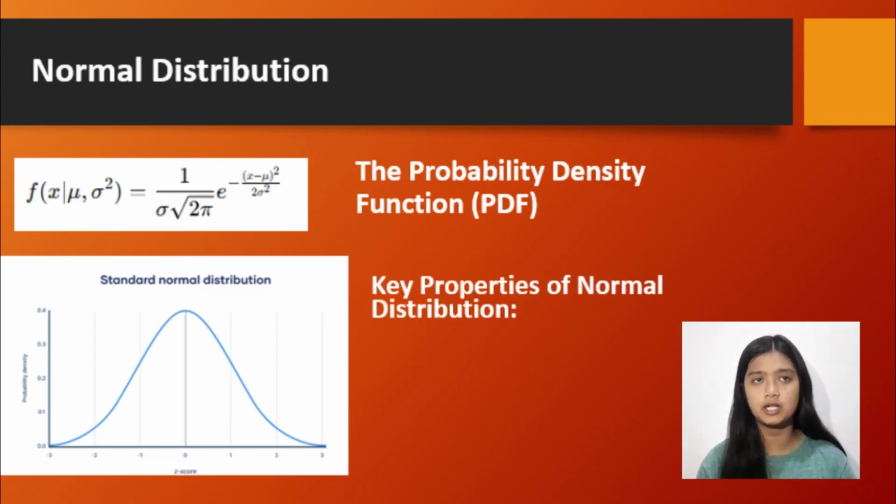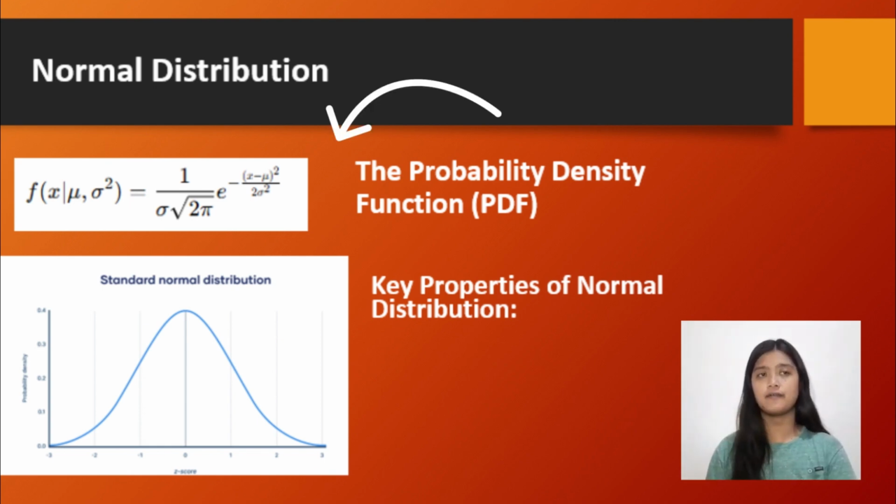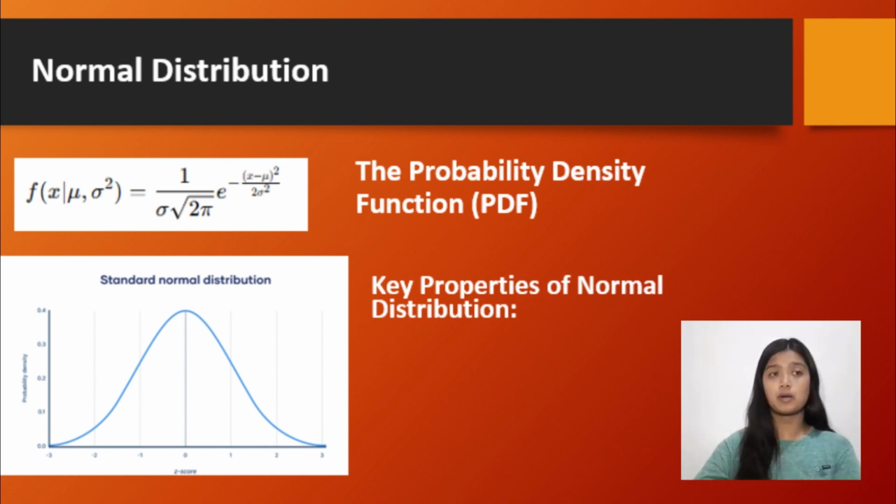Definition of normal distribution. The normal distribution is a continuous probability distribution characterized by its bell-shaped curve. It is defined by two parameters, the mean and the variance. The formula for the probability density function is given by. Here is the formula.